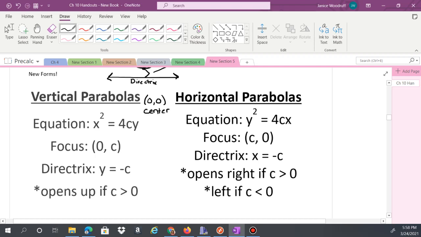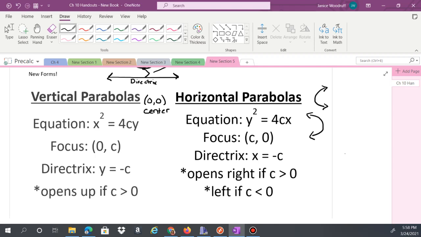The horizontal parabola, this one is a new one. This one is either going to open left or right, like this or like this. That's when y is squared. So x squared, that's a normal one. We've been used to looking at that since probably 8th grade. Y squared, this is new. It's going to open sideways.